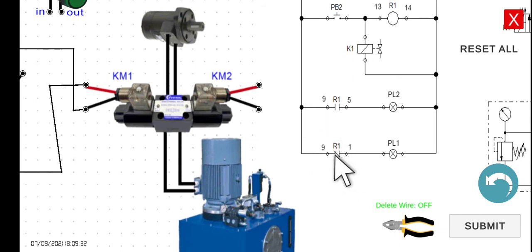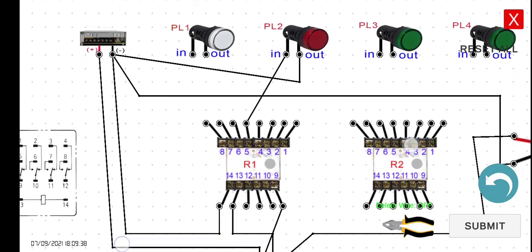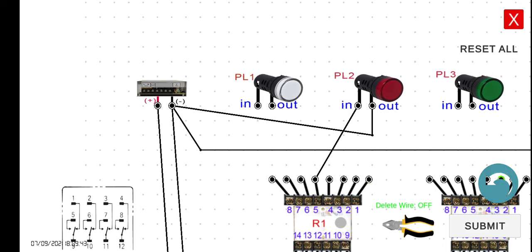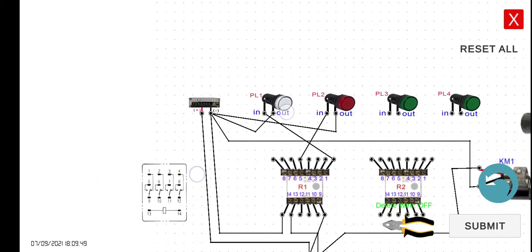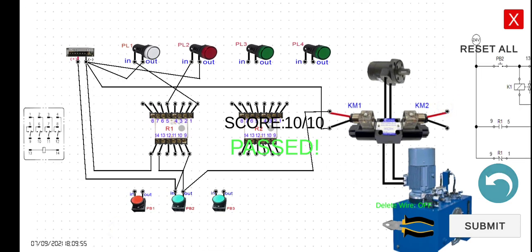So therefore, this 9 is already connected. So the 1 to the PL1, and then the out connected to the negative. Okay, let's click the submit. So passed. Now let's try to simulate this one.